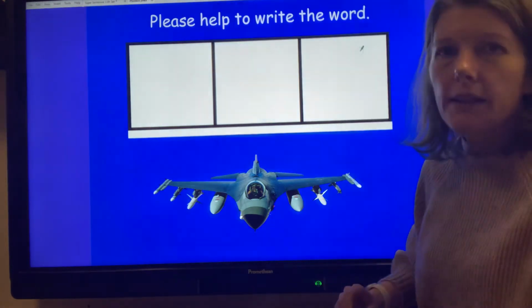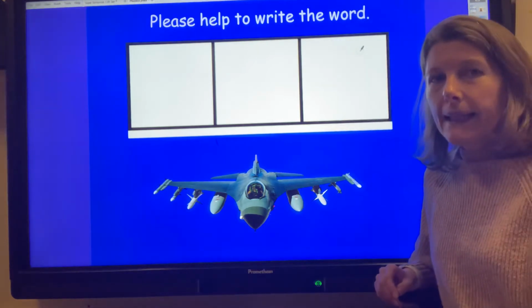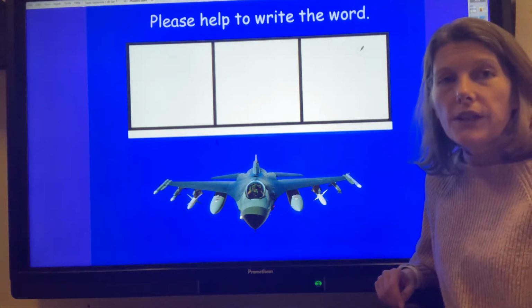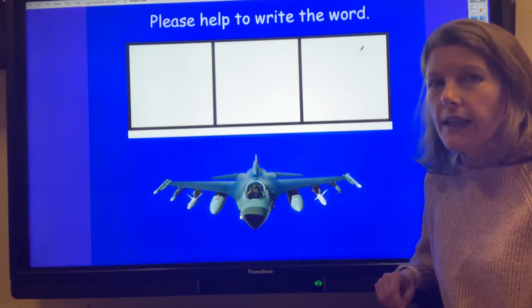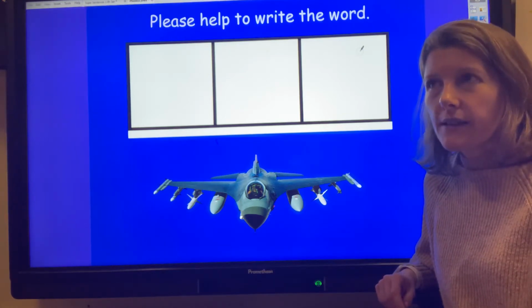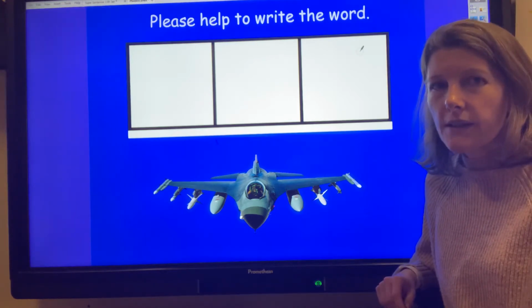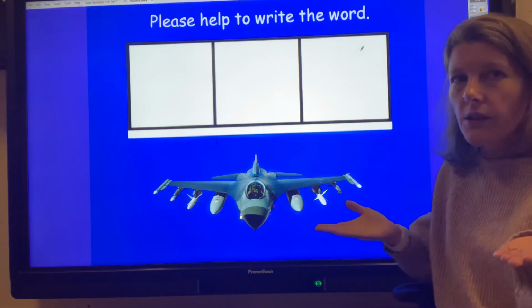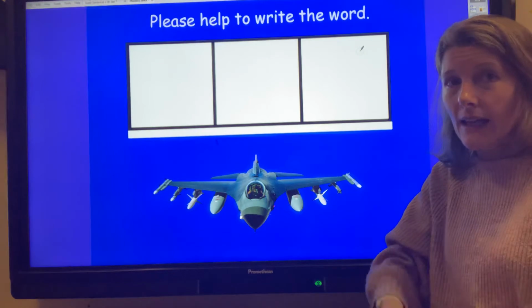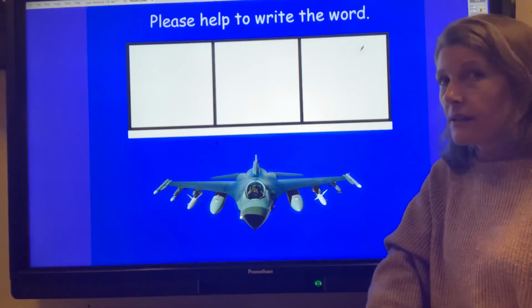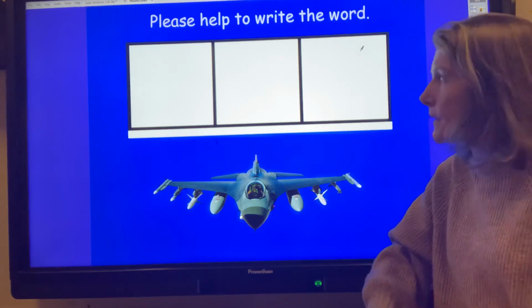So take a look at this picture. It's a special kind of plane and it's called a jet. Say it, jet. And see if you can hear what the sounds are. Jet. We need a j, we need an e, and we need a t. Jet. Should we try to write the graphemes?